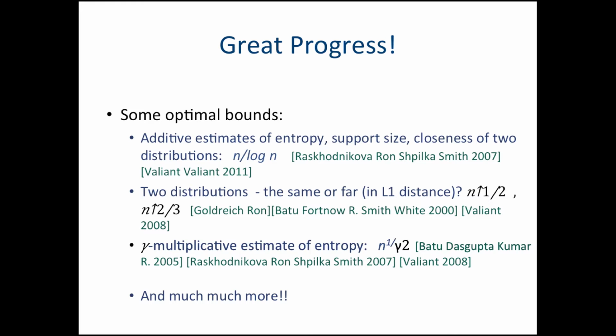This is not an exhaustive list of references because there's been a lot of things that I forgot to add in recently. So this is already still active in the last couple of years. We can multiplicatively estimate the entropy in sublinear time. So if I want a 2 approximation of the entropy, I just want within a factor of 2. Not additive, but multiplicative factor of 2. N to the 1/4 samples are enough. Okay? And there's much, much more known.